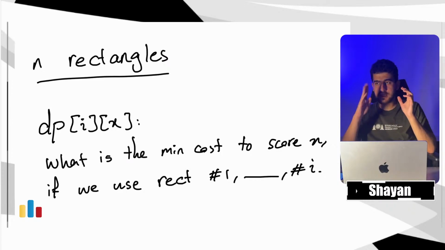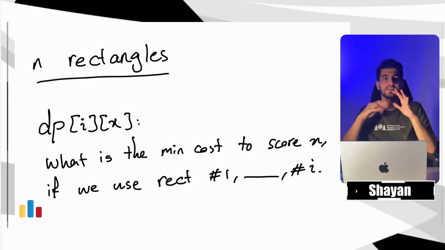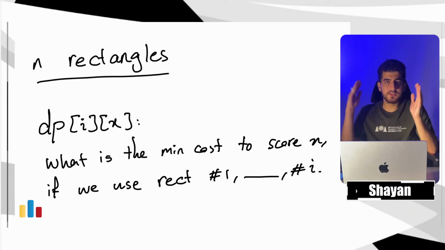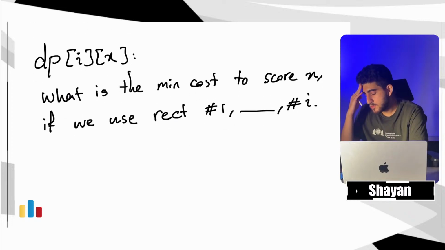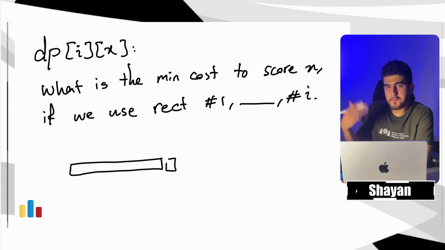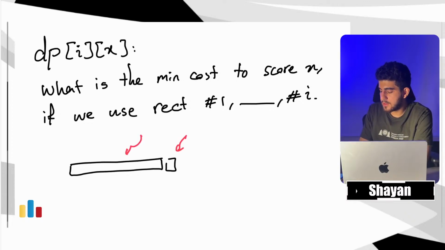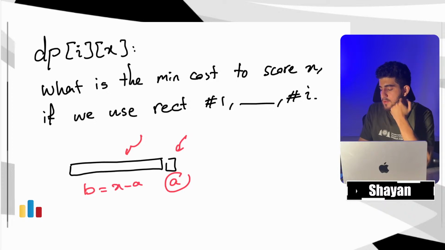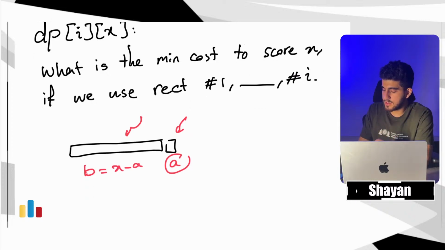Instead of just using rectangle number i, now my definition is: what if I use rectangle number 1 to rectangle number i? And if I do that, when I add another rectangle, I can again decide how many of that score I get from here, and how many I get from here. For example, A of this score will be taken from this rectangle, and the other B of them, where B is equal to x minus A, I get from here.